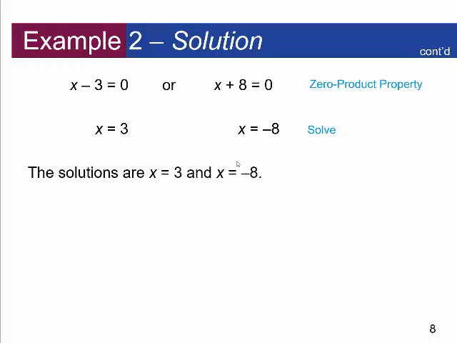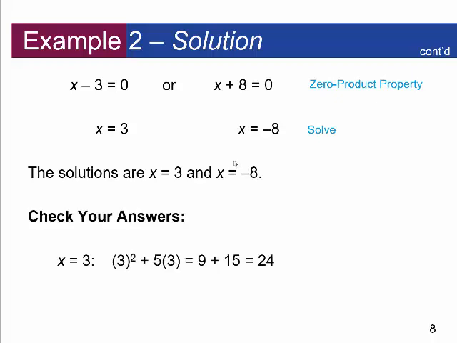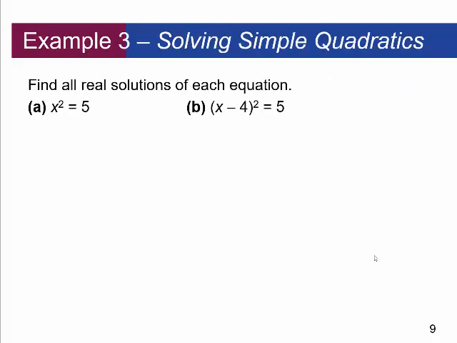All right, so the solutions here, as we see, are x is equal to 3 and x is equal to negative 8. So you're going to want to check your answers. So I'm going to take my 3 and plug it into the original equation. Yes, it does equal the same thing as the right-hand side, 24, and the same deal with negative 8. Okay, so they both check out. They both work out perfectly.